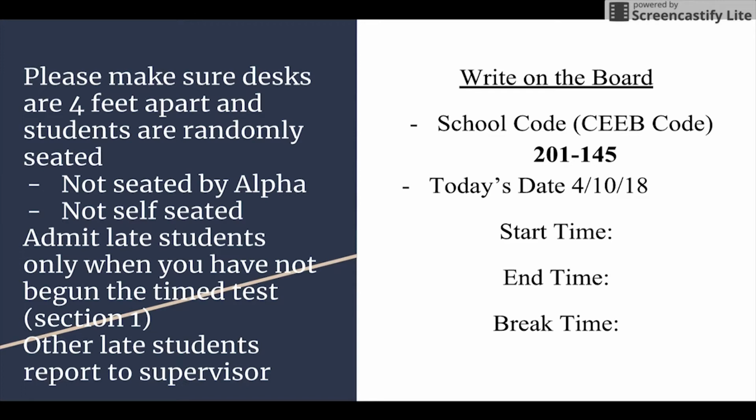Things you need to write on the board: the school code. It's also called the CEEB code. Our school code is 201145, and then you write the date. So our date for the exam will be April 10th, 2018. And then keep track of the time on the board, the start and end time of each section, and the same with the breaks. That way they can just look up and see how much time they have left. The other thing is that students should be able to see a clock from where they're sitting.